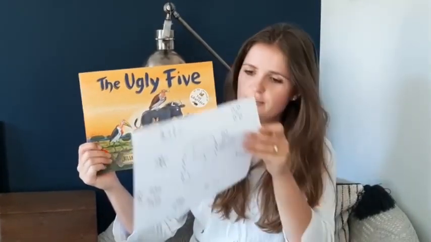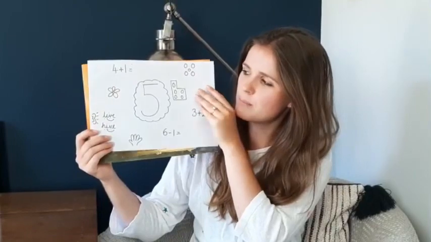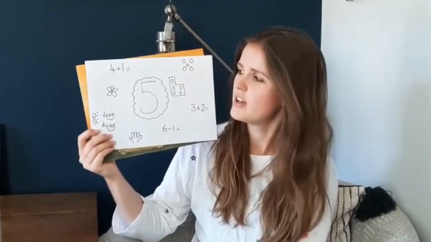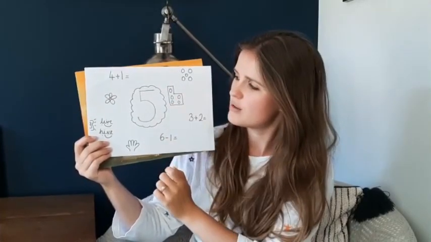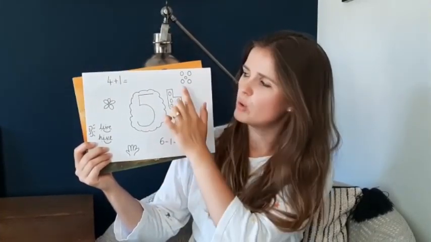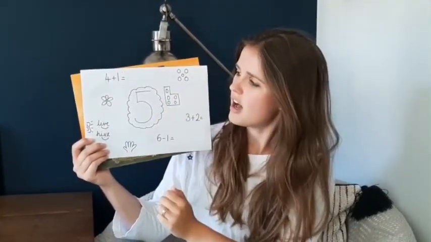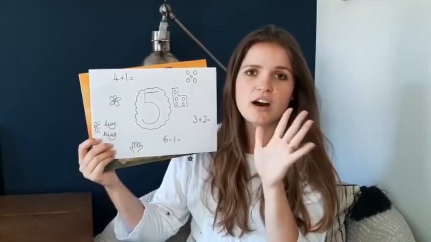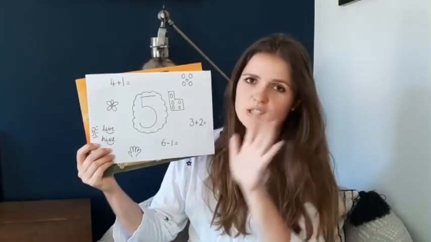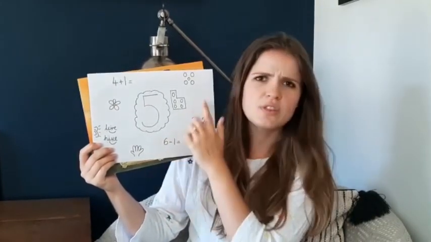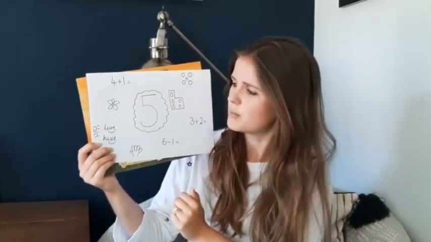So the first thing I've done that you can do at home is make a number poster of the number 5. I've put the number 5 in the middle, and then I've drawn pictures that represent this number. So I've drawn what it looks like on a dice. I've drawn a flower with 5 petals. I've drawn the numicon 5, and I've drawn a hand with 5 fingers. See if you can think of some other pictures that represent the number 5.